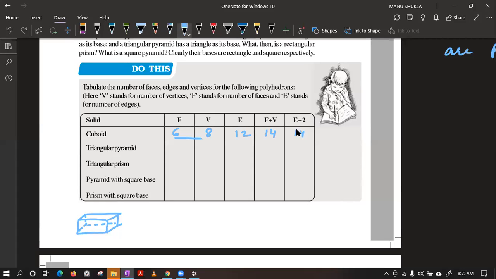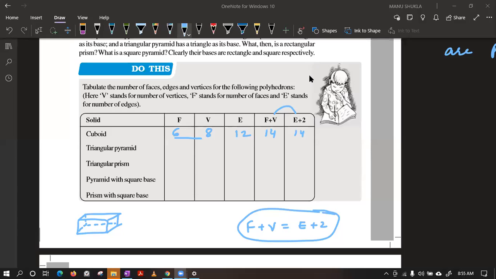So you can say there is a relation. These two are equal. So I can say F plus V is equal to E plus 2. Class, can I say this thing? Please tell. We are getting that F plus V is coming equal to E plus 2. That is, they are equal.